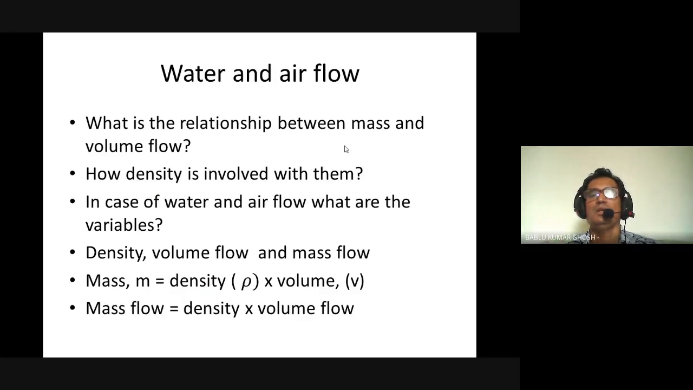Now, the water and air flow. What is the difference between water and air flow? Because water density is very much higher than air. The water density is 1000 kg per meter cube, whereas air density is 1 kg per meter cube. That means about 1000 times higher than the air.